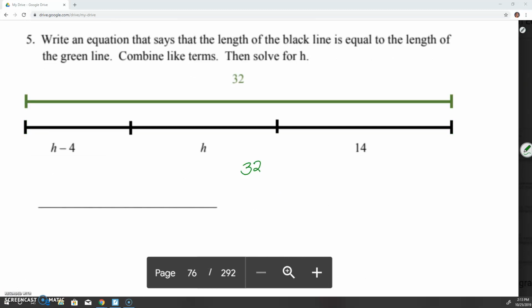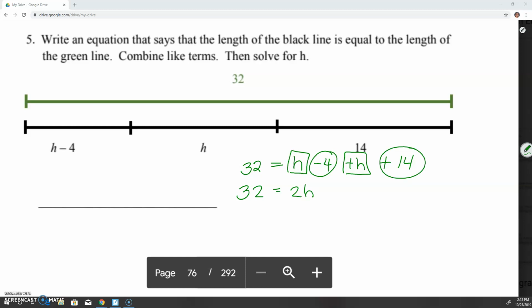So you have 32 for the top line equals H, a negative 4, a positive H, positive 14 on the bottom line. What like terms do I have on the bottom? This H and this H, which gives me how many H's? 2 H's. I have a negative 4 and a positive 14. When I combine them, what do I get? 10. Now I need to move 10 to the other side. You would subtract 10. Remember, I add or subtract to move stuff from side to side.